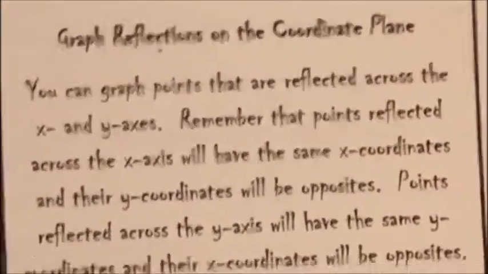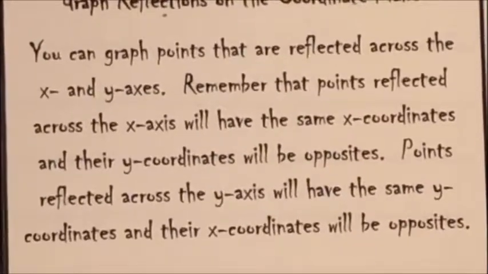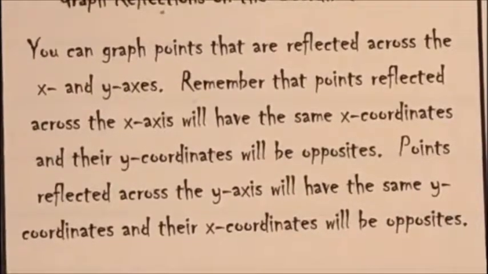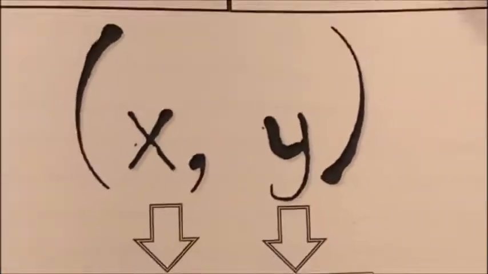I can also graph reflections on the coordinate plane. So you can graph points that are reflected across the x and y axes. Remember that points reflected across the x-axis will have the same x coordinates and their y coordinates will be opposites. And points reflected across the y-axis will have the same y coordinates and their x coordinates will be opposite. Okay, so here's an example.